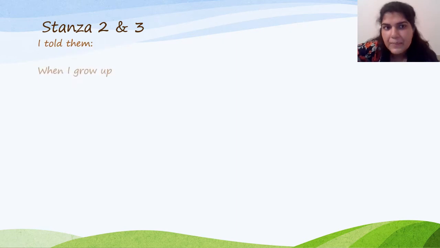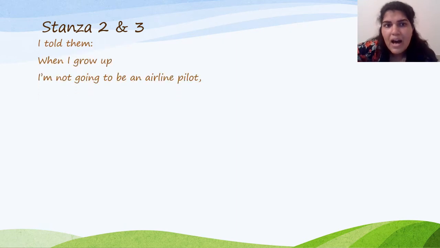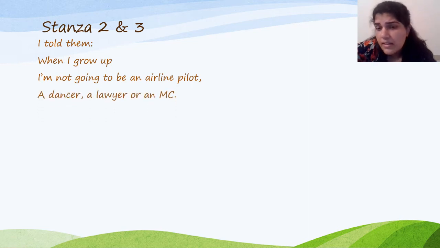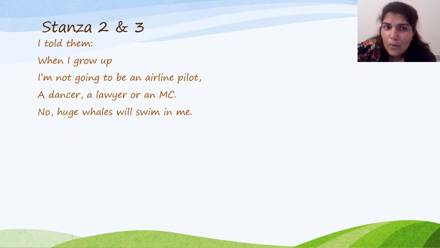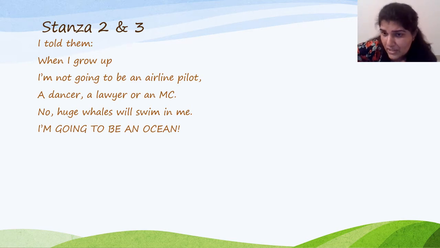I told them when I grow up, I'm not going to be an airline pilot, a dancer, a lawyer, or an MC. No, huge whales will swim in me. I'm going to be an ocean. So again, the child says to the parents or to the people that when I grow up, I'm not going to become an airline pilot, a pilot who flies airplanes.